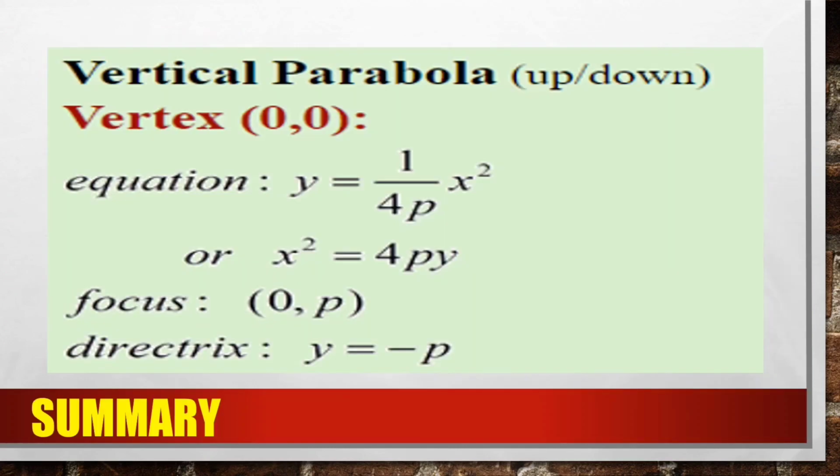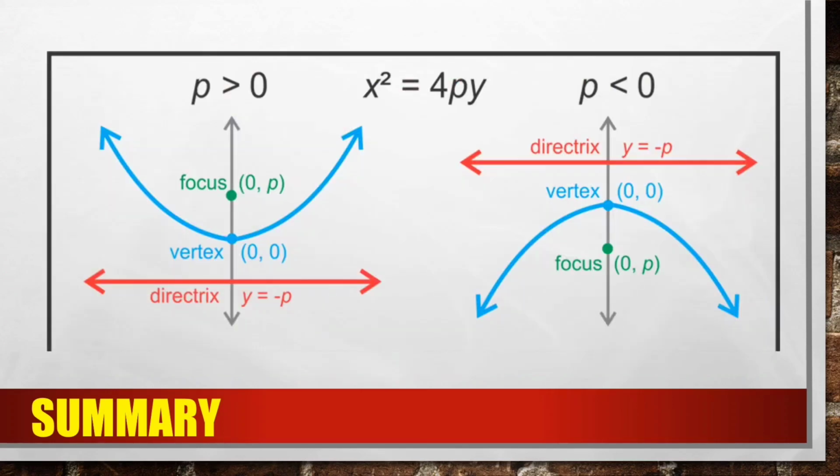To sum up our session for today, for a vertical parabola, if the vertex is at point (0, 0), we have the equation y is equal to 1 over 4p x squared, or x squared is equal to 4py. The focus is (0, p), and the directrix is y is equal to negative p. It is very important to determine first the focus of our parabola so that you can find the directrix and the ends of the latus rectum.